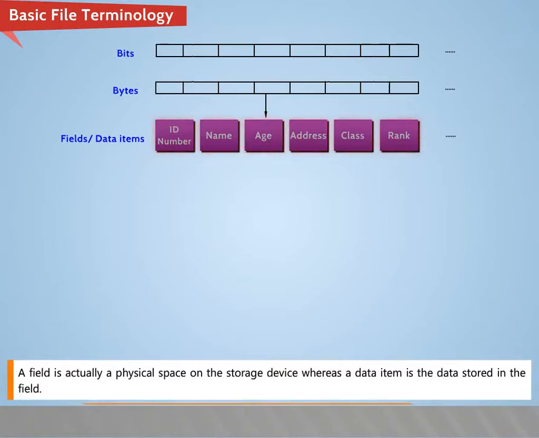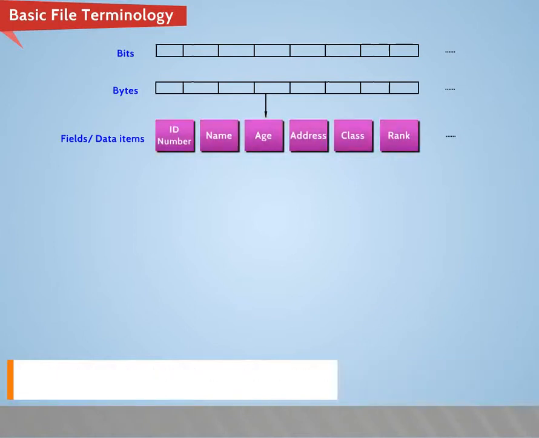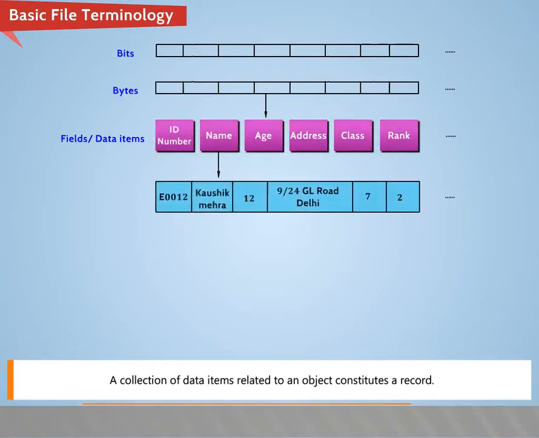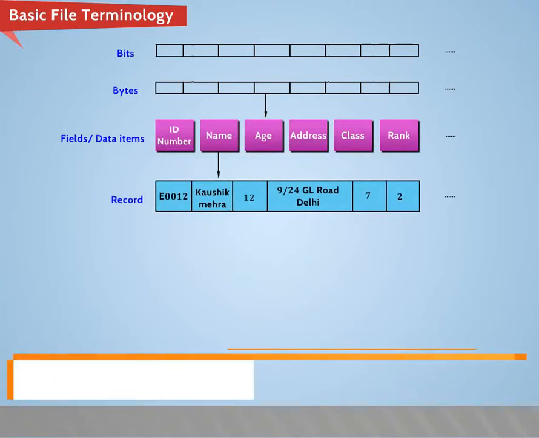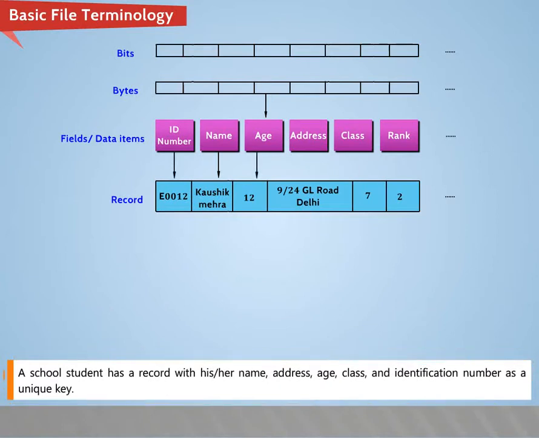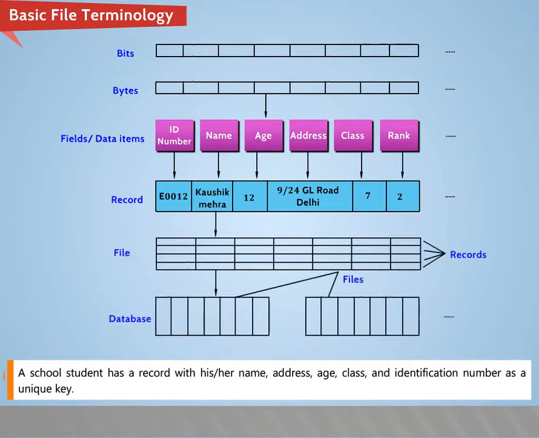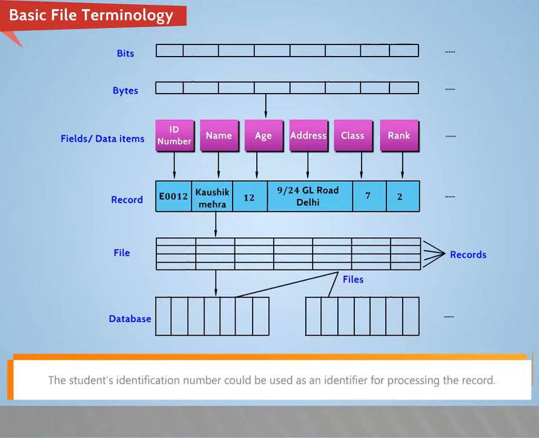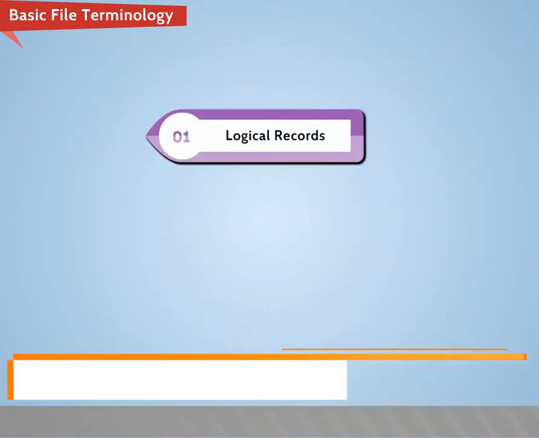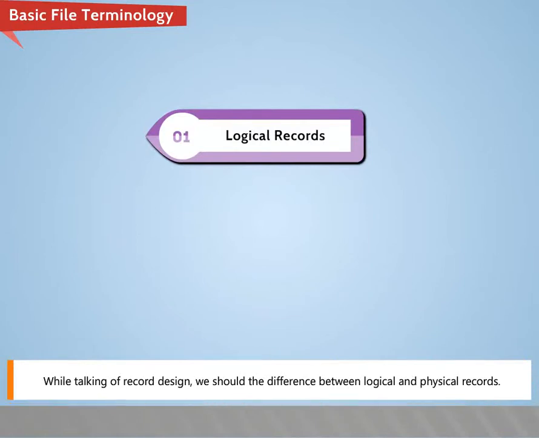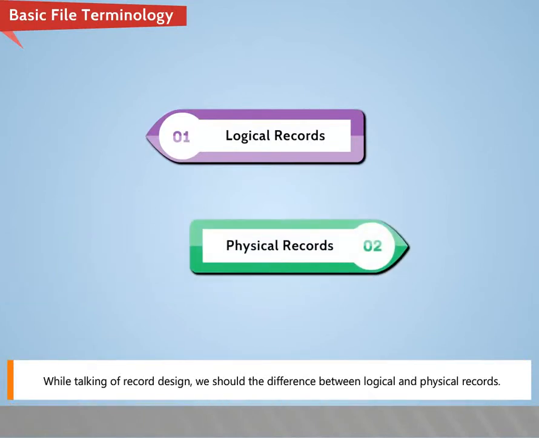A field is actually a physical space on the storage device, whereas a data item is the data stored in the field. A collection of data items related to an object constitutes a record. A school student has a record with his or her name, address, age, class, and identification number as a unique key. The student's identification number could be used as an identifier for processing the record. While talking of record design, we should know the difference between logical and physical records.